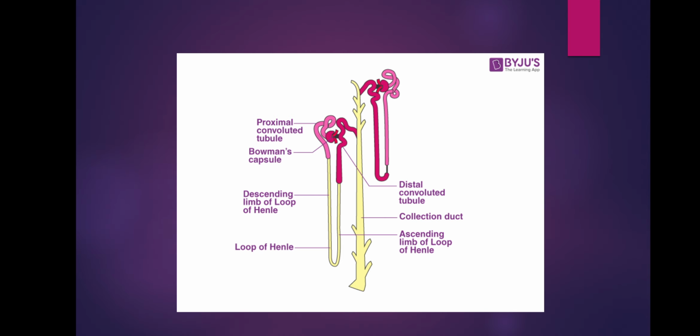The loop of Henle, or nephron loop, can be divided into two limbs. One is the descending limb of the loop of Henle and another one is the ascending limb of the loop of Henle. Then finally there is the distal convoluted tubule. It is the final subdivision of the renal tubule through which the glomerular filtrate flows. It contains simple cuboidal epithelium but lacks the brush border.